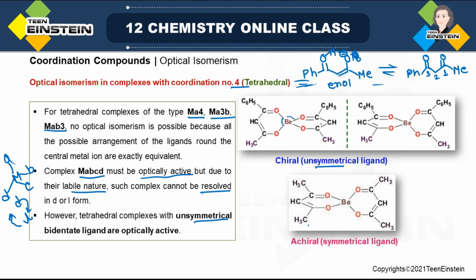But if it is identical group on both sides, that is symmetrical bidentate. Now on both sides, again you have taken enol type, but both sides are now the same. In the previous case it is Ph and Me, but now both are Me. So now optical activity is not possible. So it must be unsymmetrical. If it is symmetrical, it will not work. Fine.